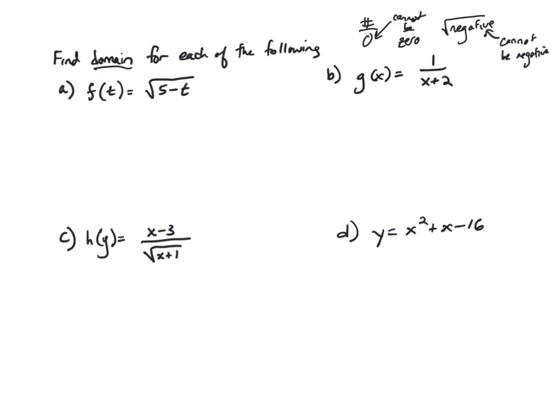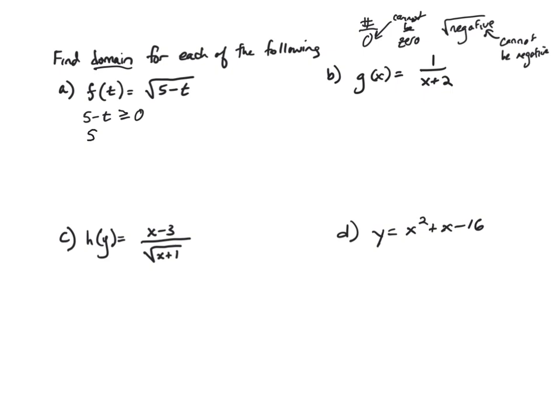So the first one we have, for part A, f of t is equal to the square root of 5 minus t. So this 5 minus t is what's underneath the square root, and we basically want to say that cannot be negative, but instead of saying it cannot be negative, we're going to say it has to be greater than or equal to 0. It's fine to take the square root of a positive, and it's fine to take the square root of a 0. So those are all okay. It's just the negative values that are not.